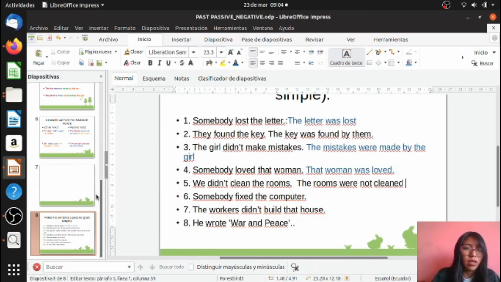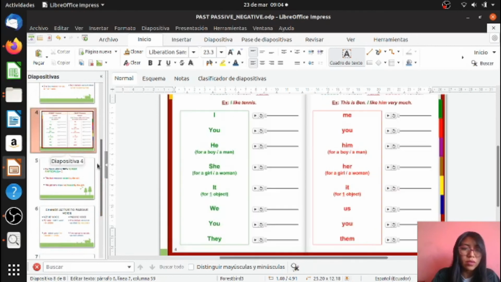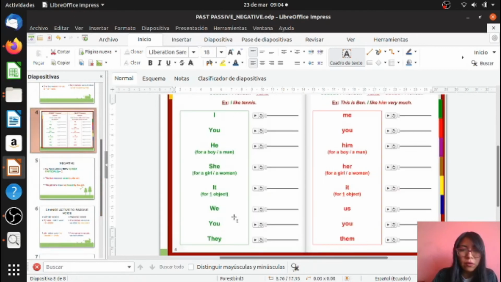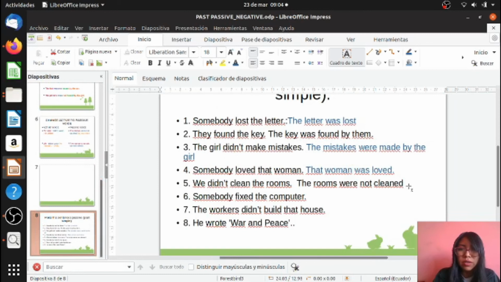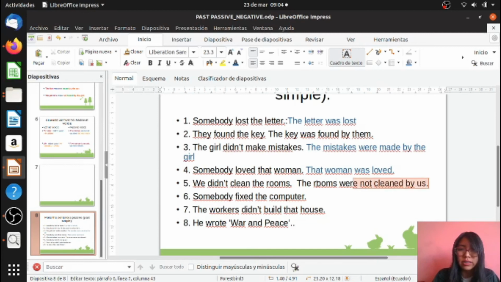We are going to see that the object for we is us. Okay, so we are going to use that column, us. The rooms were not cleaned by us. Okay, very simple. And we are going to see that exercise. That is the past form.